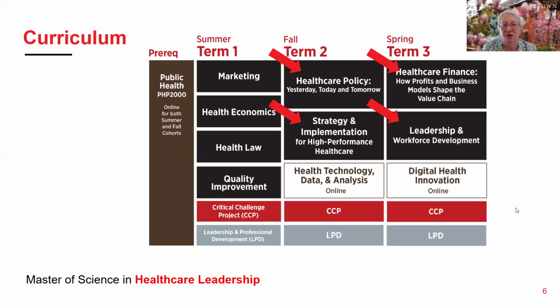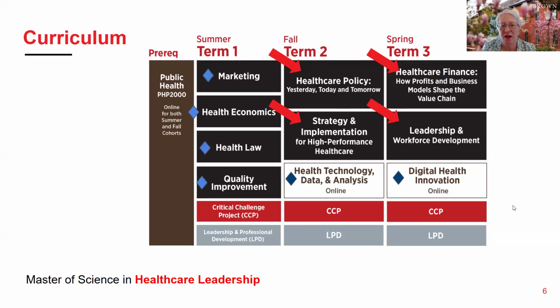To quickly look at the curriculum, there are three terms or semesters here at Brown. You will engage continuously, going from one term right into the next. And there are four full credit courses, as you see them here, that really form the foundation of the program: policy, strategy, finance, and leadership and workforce development.